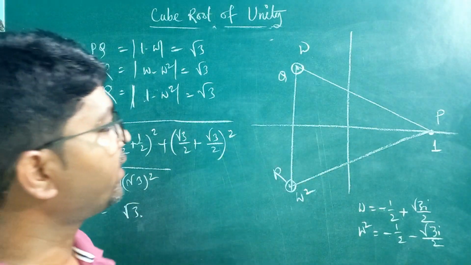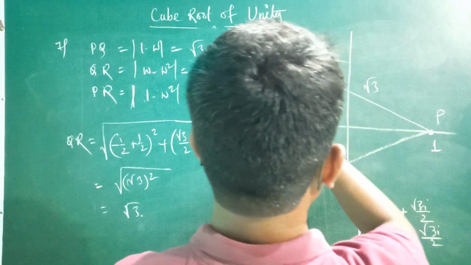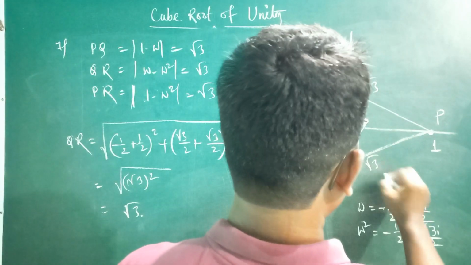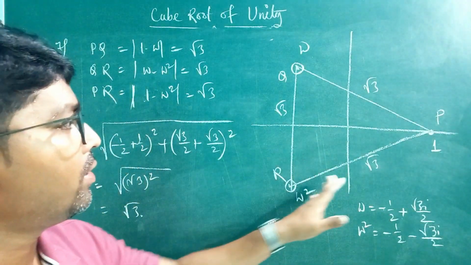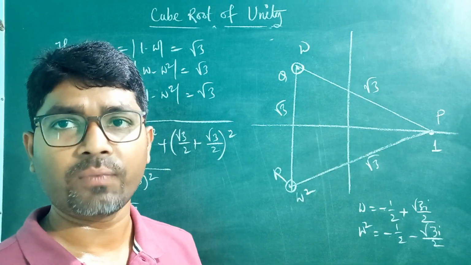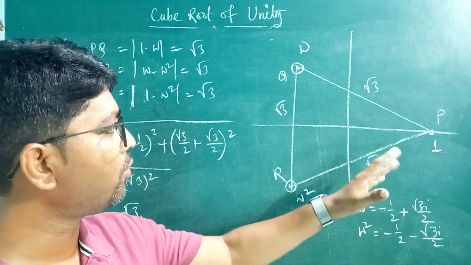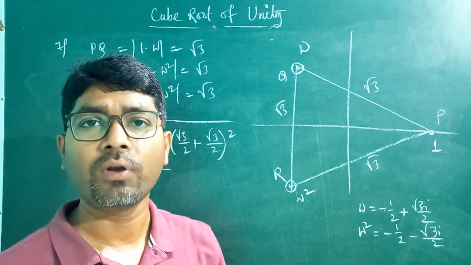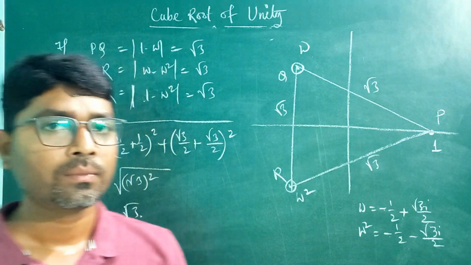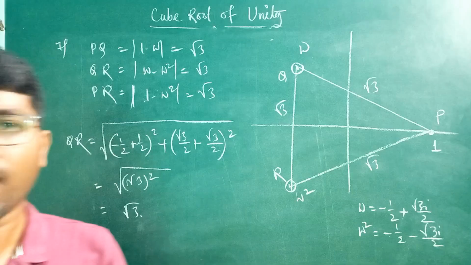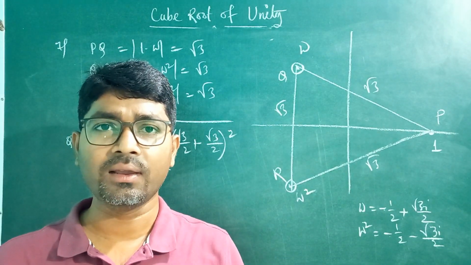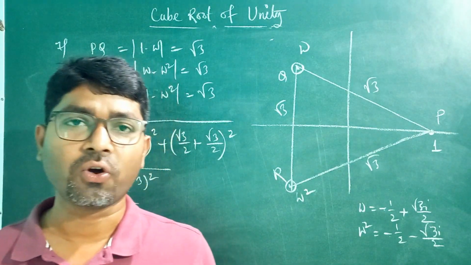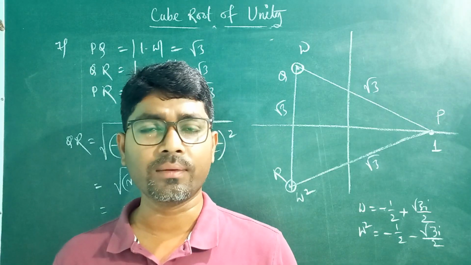That is, the lengths of all sides are equal, and the value is root 3. That is, they form an equilateral triangle in the Argand plane. The cubic roots of unity are the vertices of an equilateral triangle in the Argand plane. So this is our 7th and last property. So I think you can easily understand and visualize all the properties of the cubic roots of unity.